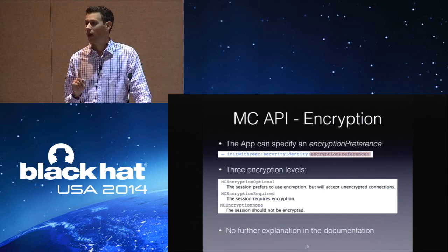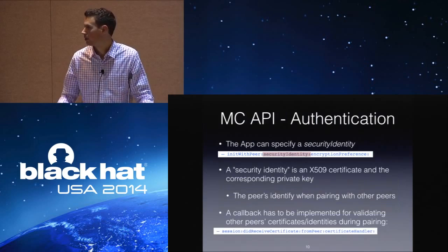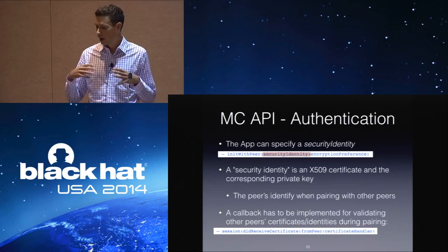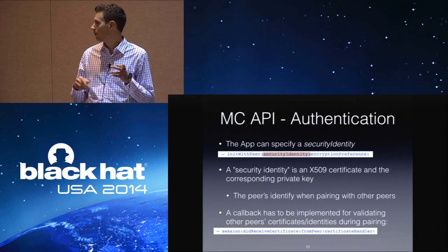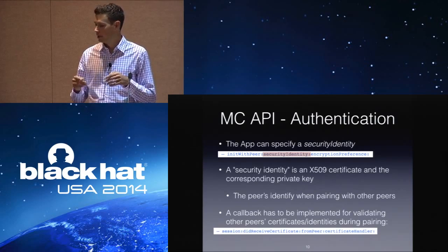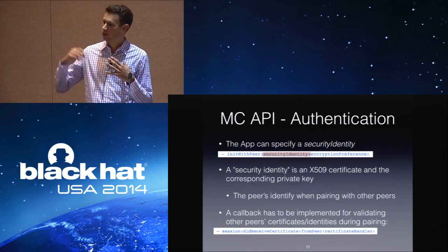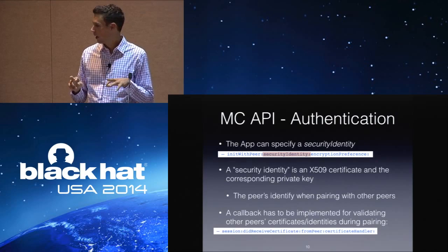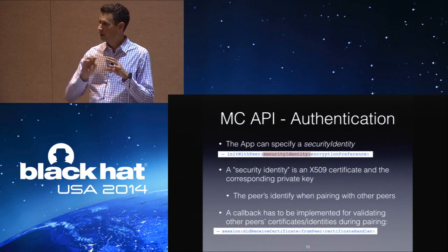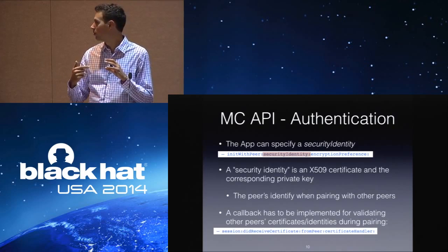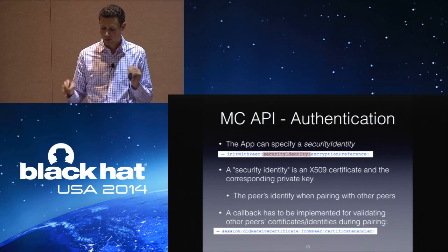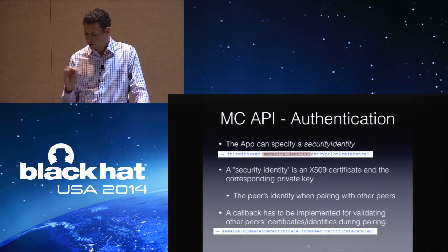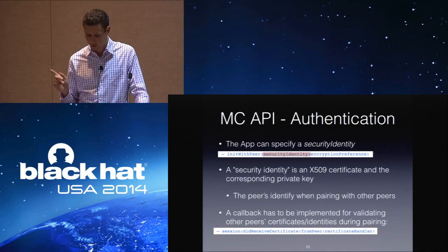So that's the first security setting, and the other one is authentication. So you can enable authentication. To do that, in your app, you have to specify an identity, which is an X509 certificate and a private key. And so that's going to be your app's identity when it's pairing with other devices. And the other thing you have to do is also write a callback. That's going to be called when you have to validate the other person's certificates as they try to connect to you. And so that's authentication. So 2 security settings, encryption and authentication. And the default settings are optional encryption and no authentication.